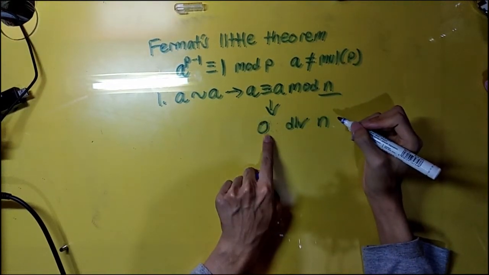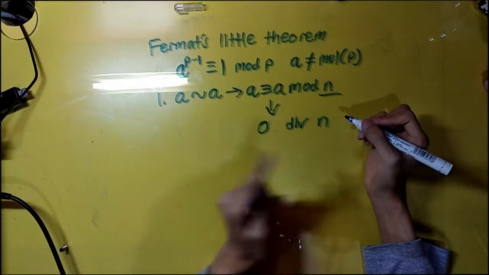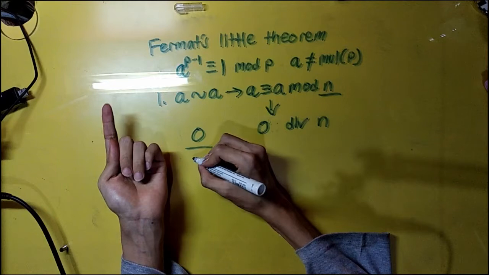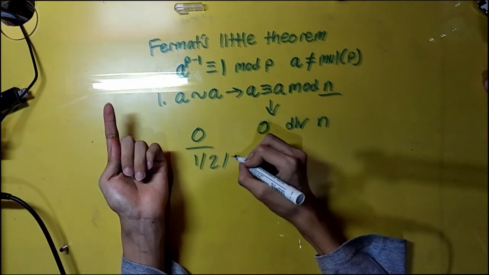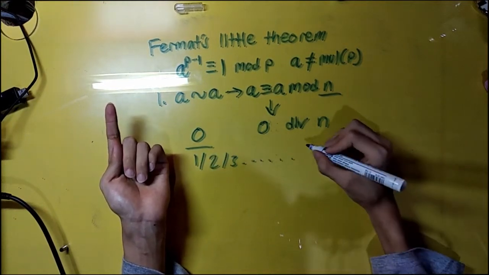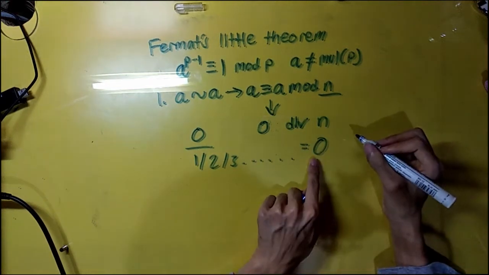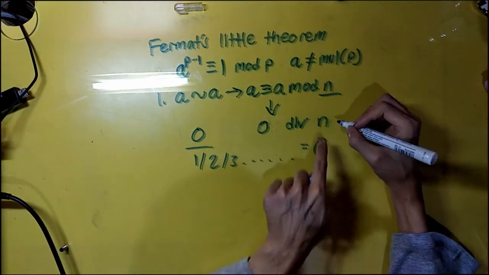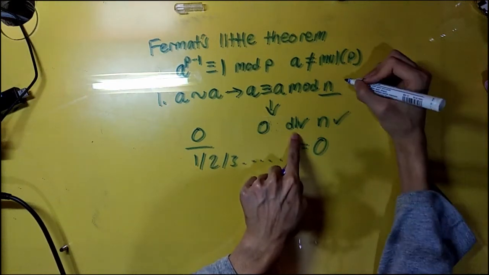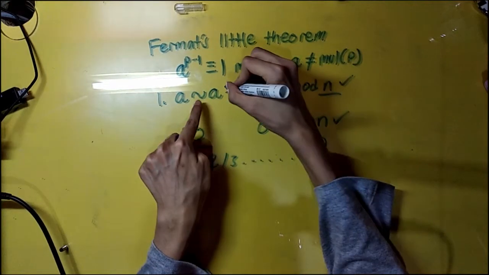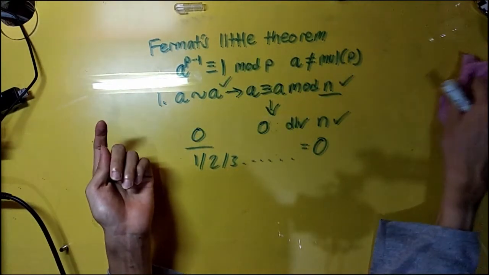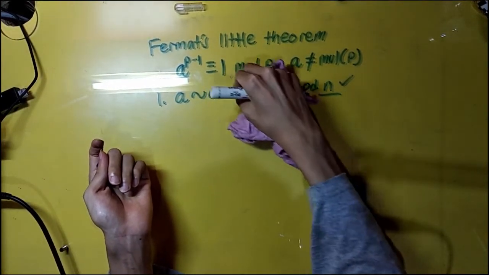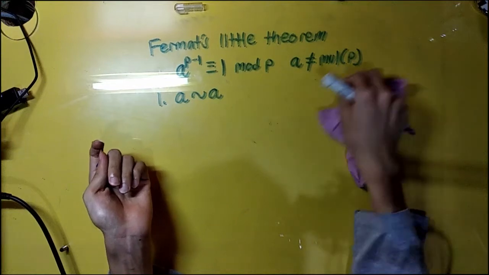And 0, is it divisible by n? Well, clearly, yeah. If you have 0 at the top and at the bottom you have 1, or 2 or 3 or any number at all, that's going to give an answer of 0. And 0 is a whole number, it's not a fraction. This means that 0 is divisible by any number. And if this statement is true, this statement is true. And if this statement is true, then this statement is true, right? So that is how you prove the first property, that is, any number is always congruent to itself.